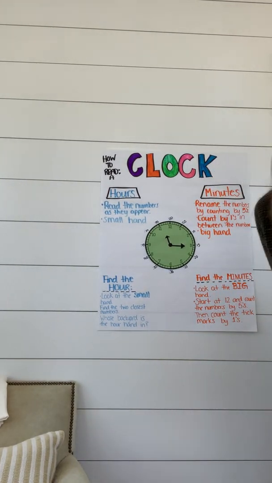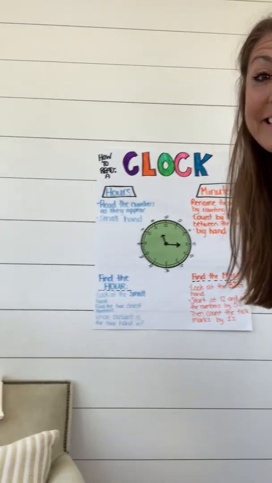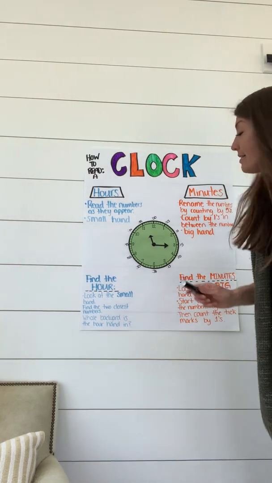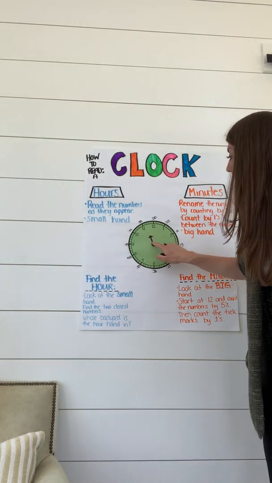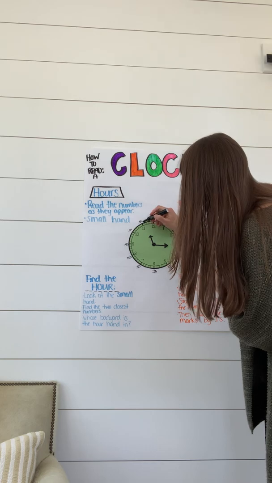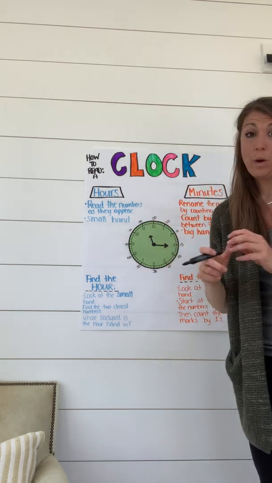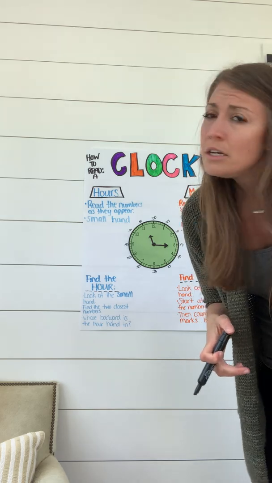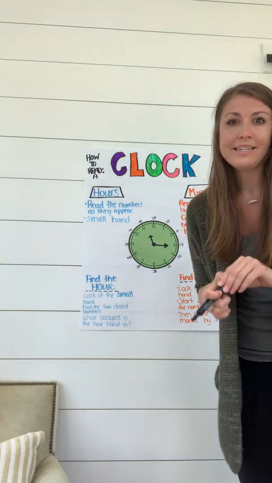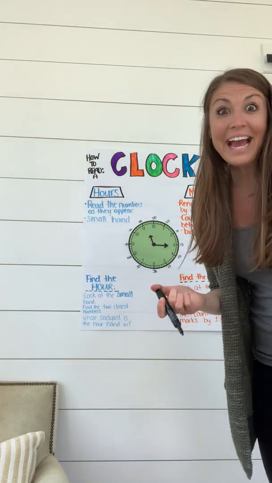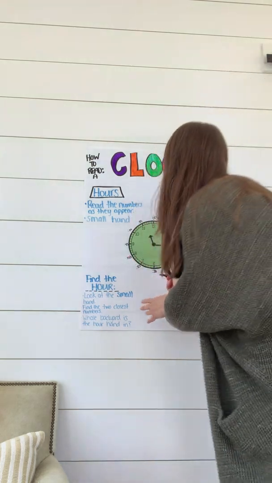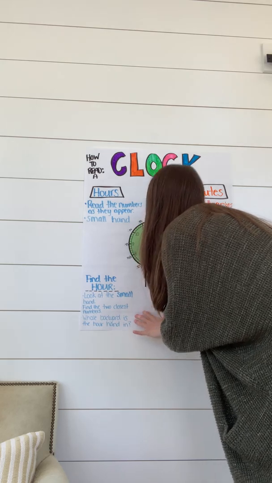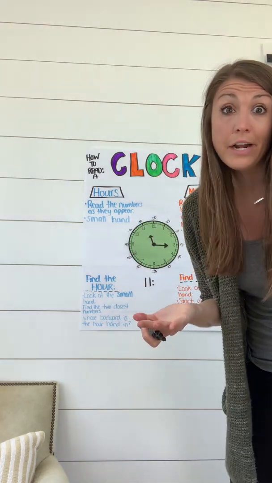Okay, friends. So now let's look together. So I'm gonna start with my hour hand. I see that my hour hand is in between 11 and 12. Whose backyard is the hour hand in? Yeah, it's in 11's backyard. So I know my time is going to be 11 something. I don't know, I haven't figured out my minutes yet.